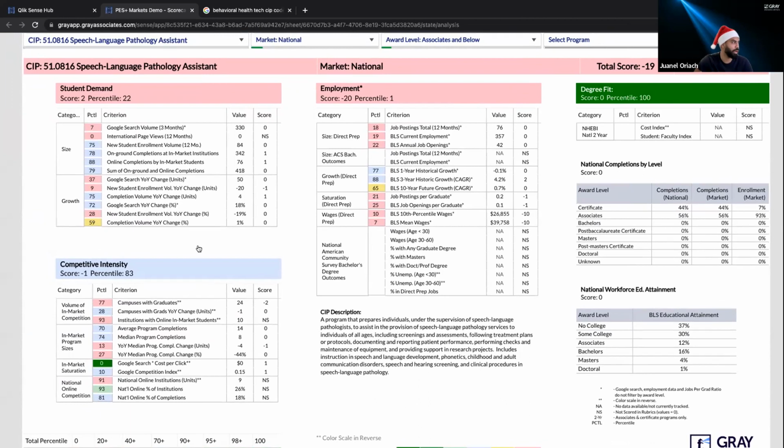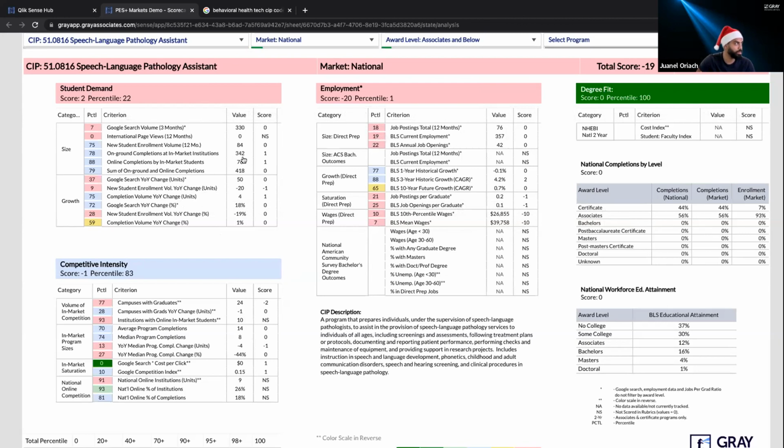Yeah, and some things that I'll highlight immediately are the size of this program in terms of completions looks to be pretty small here, with median program completions at 8. There's 24 campuses. This is a national market, right? So we are looking across the nation. Wages are very low here at the 10th percentile. 76 job posting totals nationally is critically low. We see that here in the 18th percentile in pink.